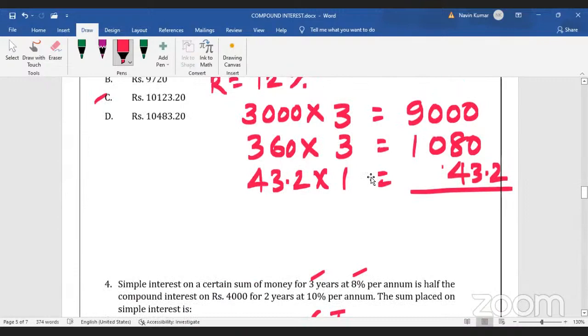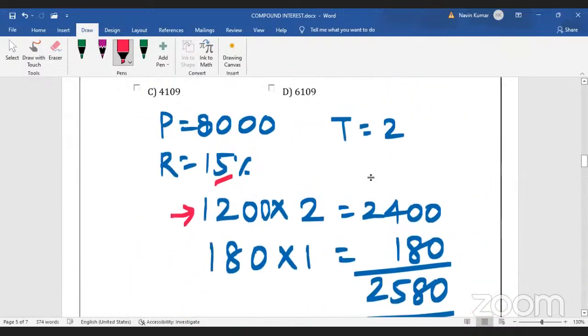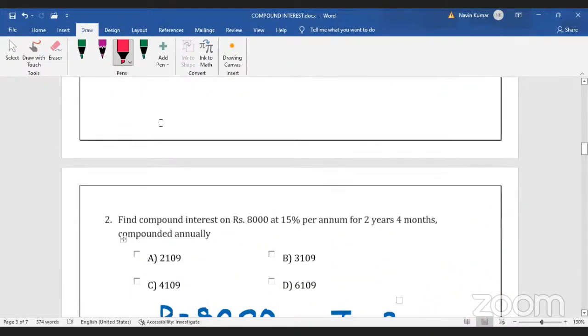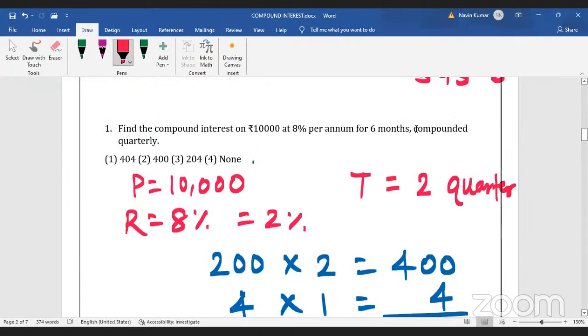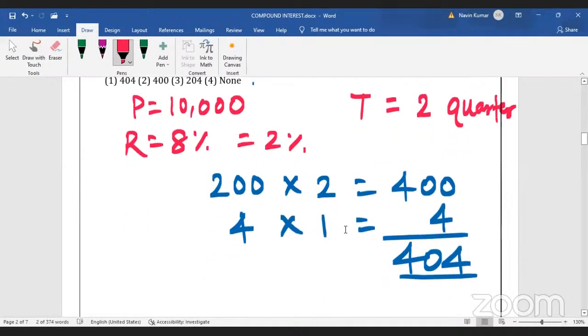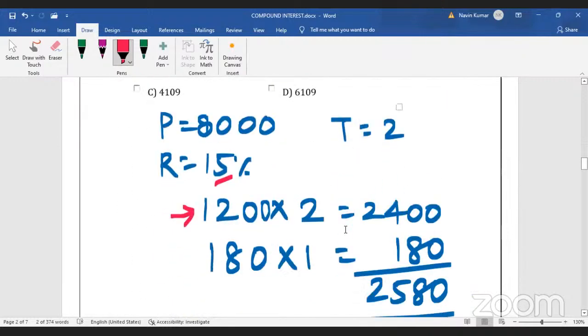If we talk about the first question, there also it was quarter. You can see it's quarter in the first question. But how many quarters? 2 quarters. That's why we took 2, 1. Here there are 4 quarters.